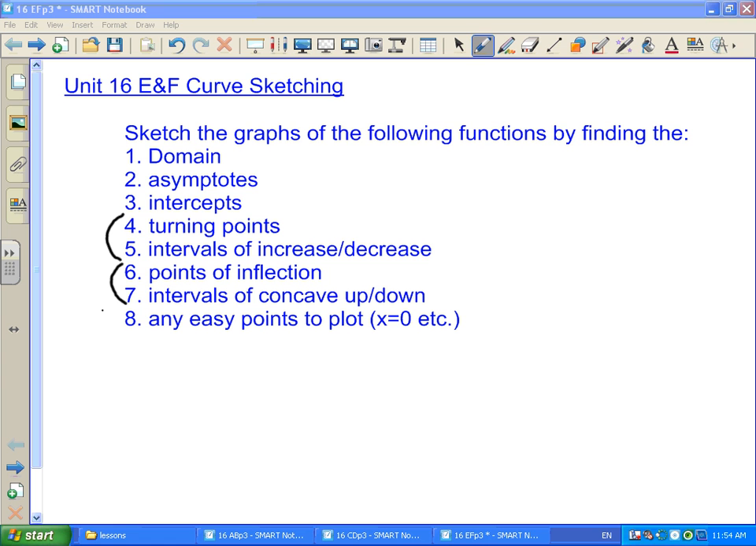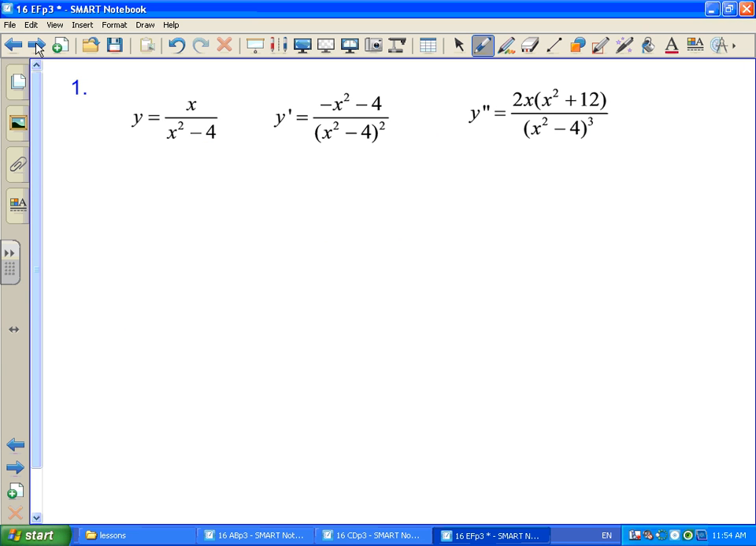And then the last thing is you might want to find the values of any points that are easy to calculate. So if you haven't figured out what point you have at x equals 0, you would figure that out last. So let's just go through an example here. We're given a function, y equals x over x squared minus 4. And we're also supplied with the first derivative and the second derivative, because at this point we just want to compile our information and sketch the graph. We assume that you already know how to take these derivatives.